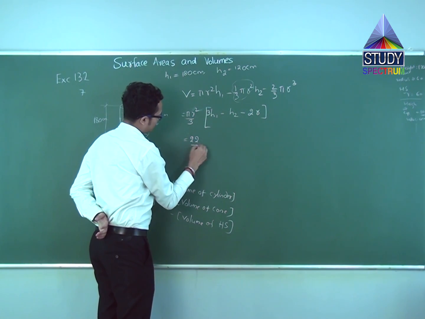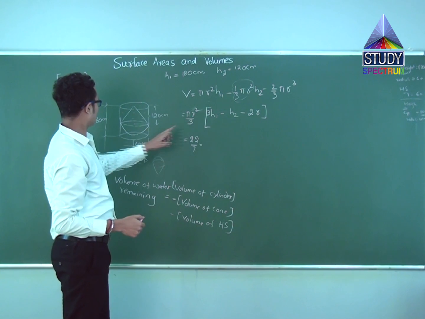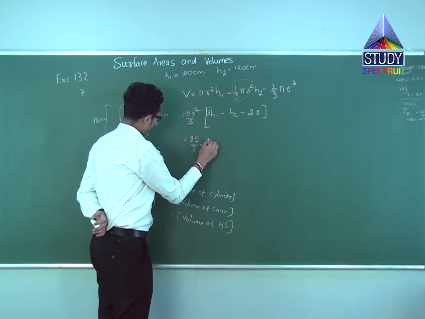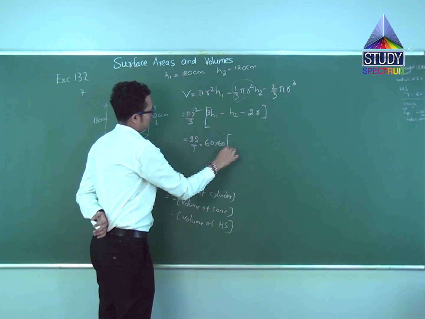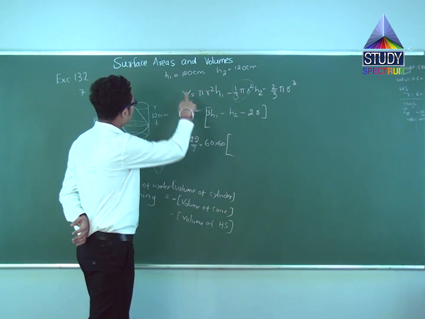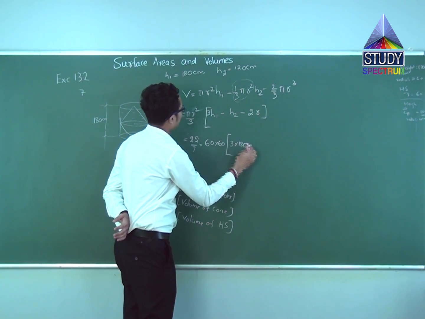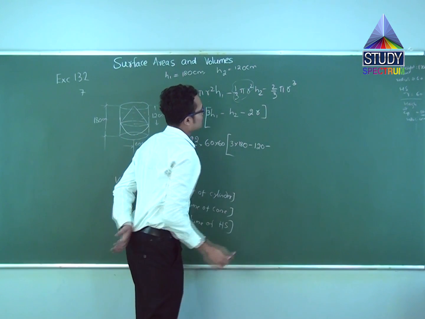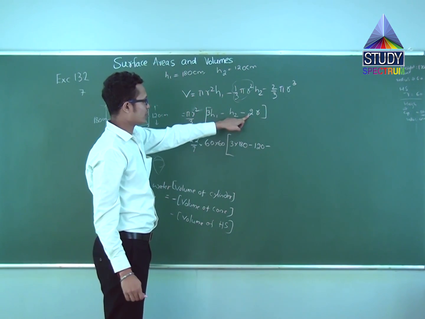(22 upon 7) multiplied by R, which is the same for all the three solid objects, which is 60 into 60. 3 into H1 is 3 into 180, minus H2 is 120, minus 2 into R. R is 60. 60 times 2 is 120.